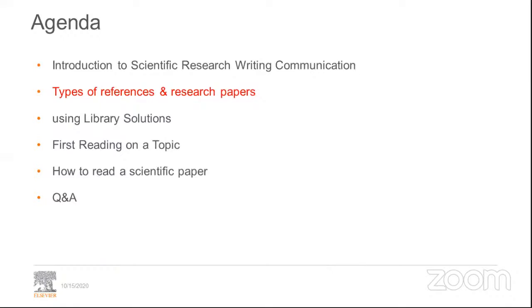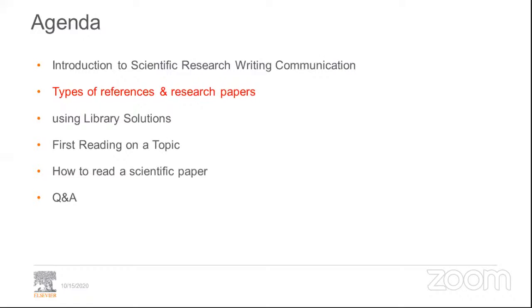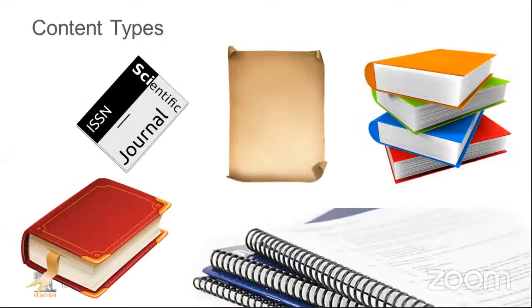Okay, we now know why these skills matter and how they would benefit us as students. Let's now go to know what are the different types of references or papers I'll find as a student when I start searching for my topic or for an assignment. Okay, here you can see some pictures of the contents you'll find.